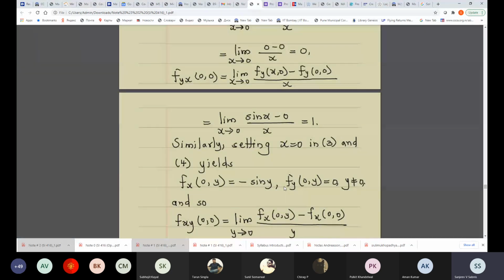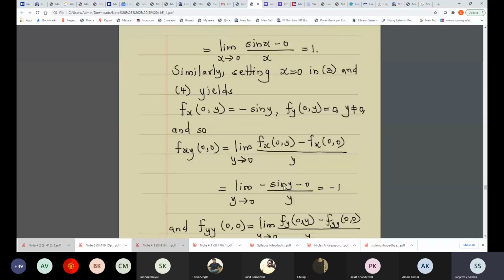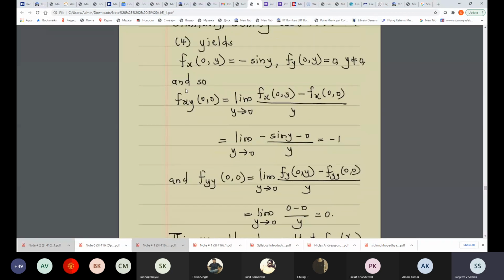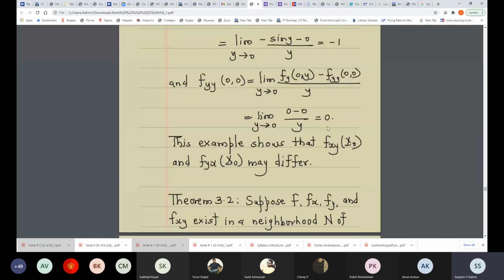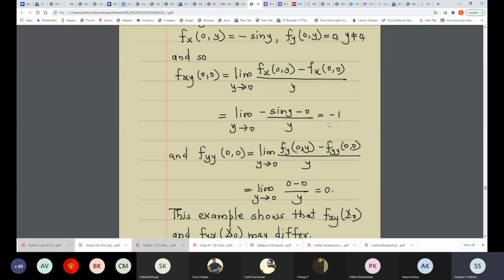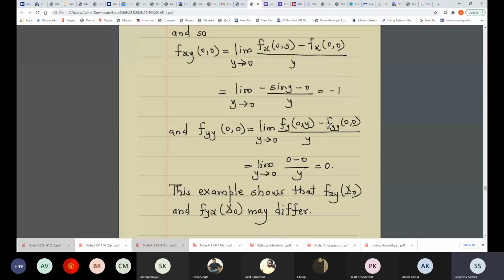If you set x equal to 0, this is what one obtains, and then the second order partial derivative will yield you minus 1 and 0. Okay, so again, nothing new is being told to you.